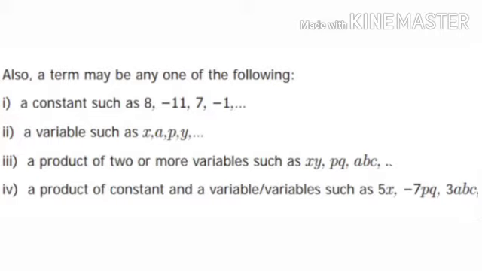An expression may have 1, 2, 3 or more terms. Also, a term may be any one of the following. 1. A constant such as 8, minus 11, 7, minus 1 and so on. 2. A variable such as x, a, b, y and so on. 3. A product of two or more variables such as xy, pq, abc. 4. A product of a constant and a variable or variables such as 5x, minus 7pq, 3abc.